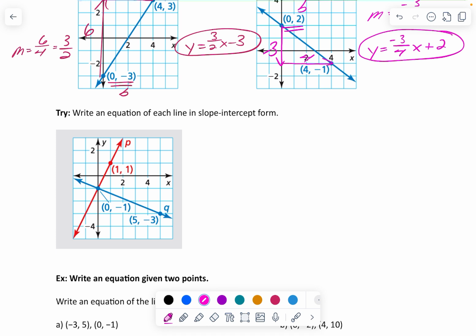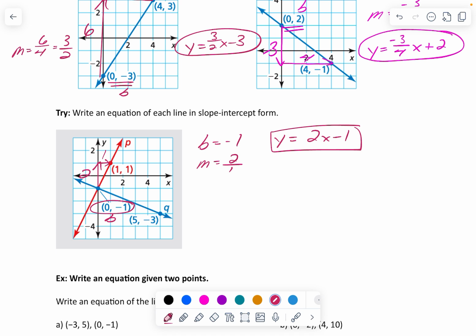So here, similarly, let's do the red line first. For both lines, that's our b. b equals negative 1. But now for my slope, I'm going to go up 2 over 1. So slope is 2, or 2 over 1. And so my equation is going to be y equals 2x minus 1.